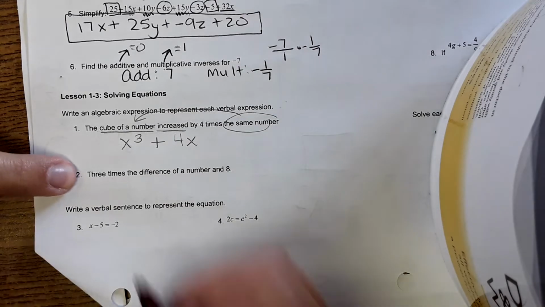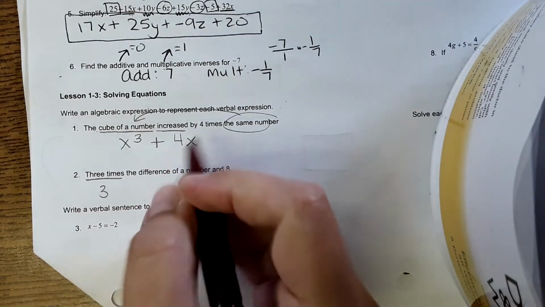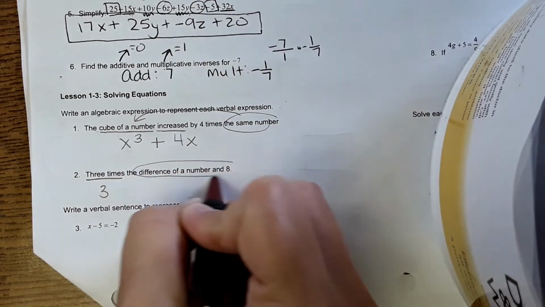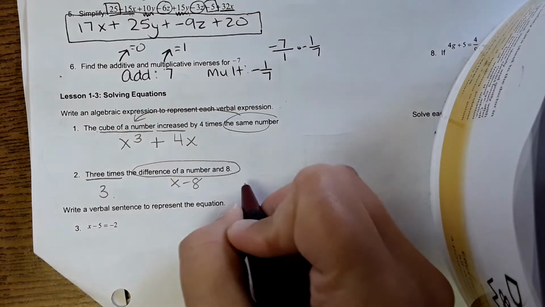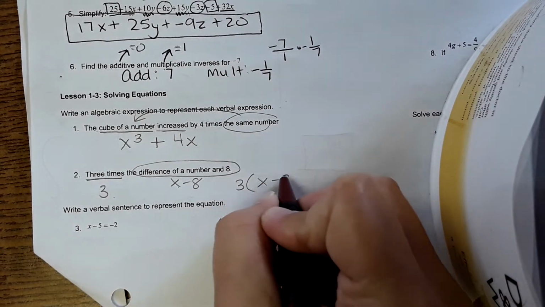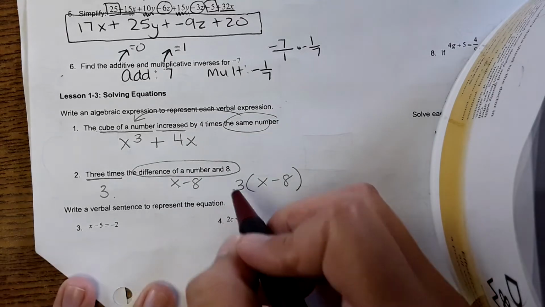Next one, 3 times. So again, 3 times what? The difference of a number and 8. Like that. 3 times this. So it would look like this, 3 times x minus 8. And that's your answer.